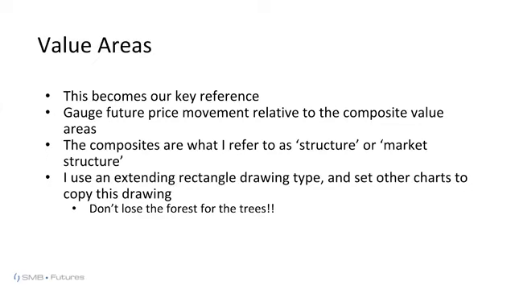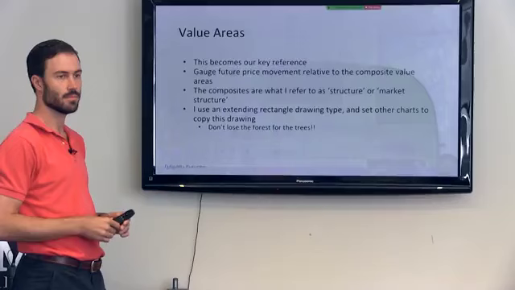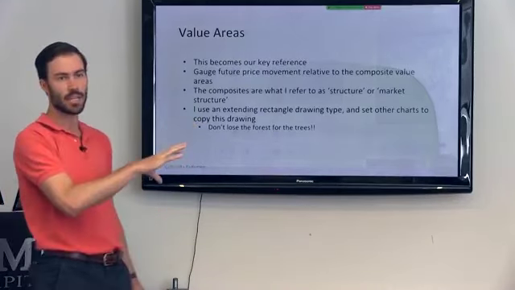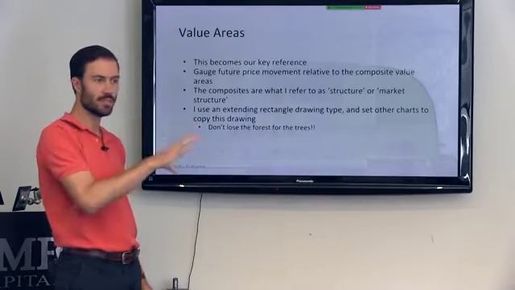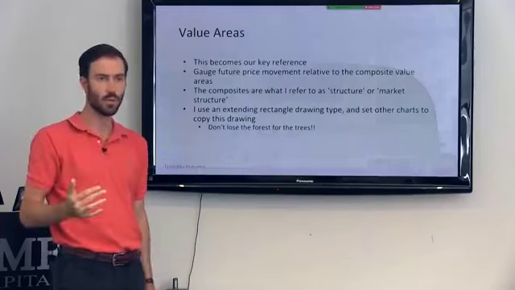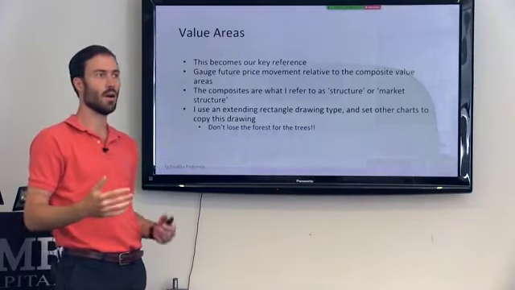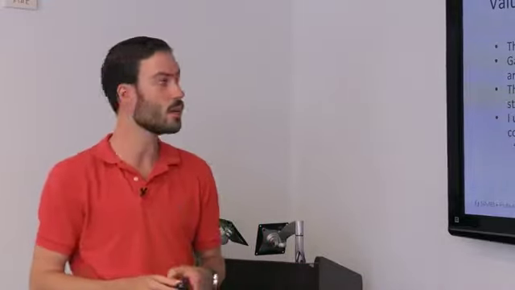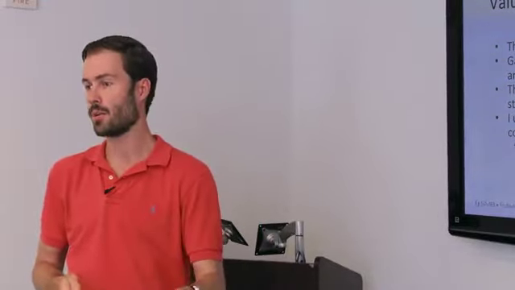So the value area itself becomes our key reference. Key reference. We gauge future price movement. So if we've got a three-day composite, we're going to gauge where are we opening relative to that composite value, where are we trading above or below that composite value, are we rejecting it, are we accepting and holding inside it, what are we doing relative to our composite structure value area.